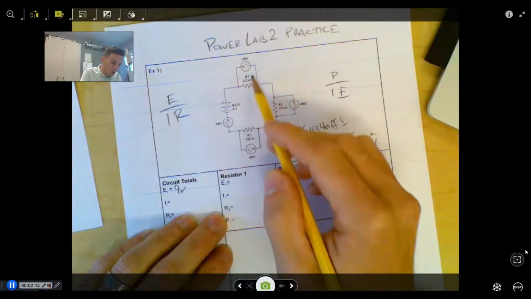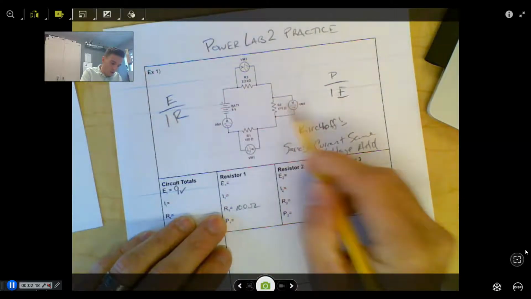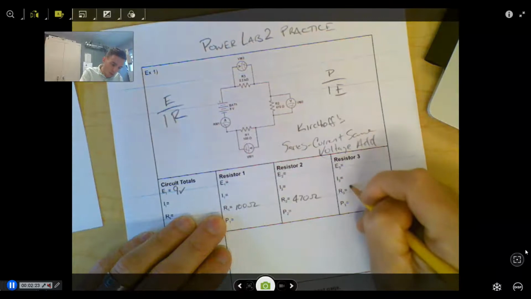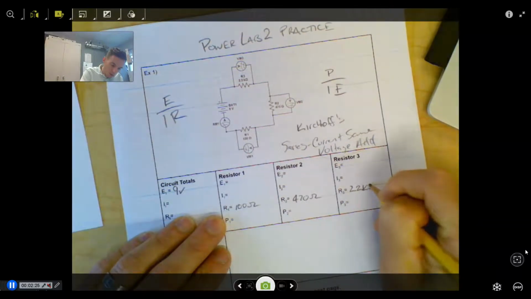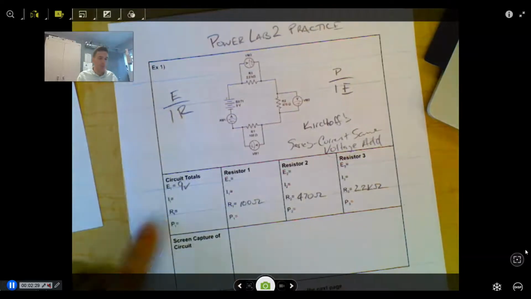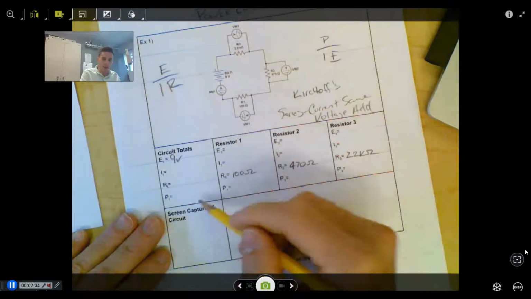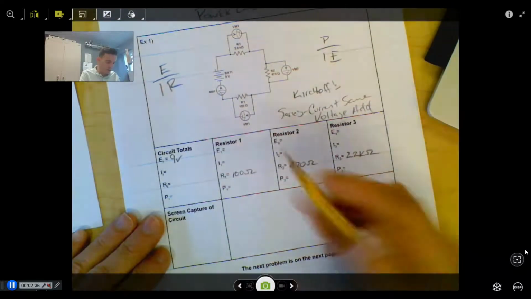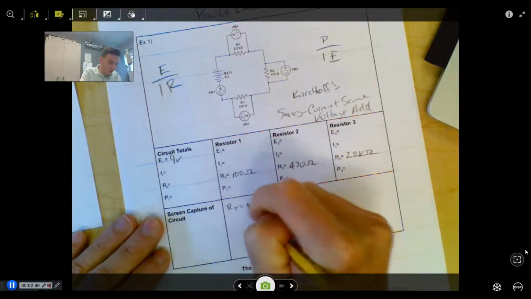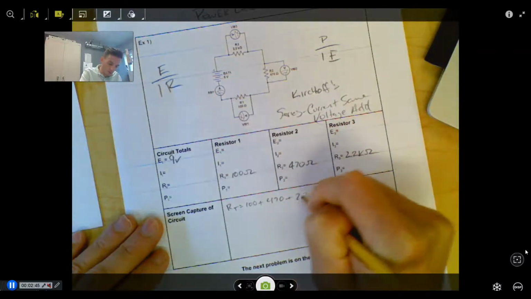My resistor 1 in this case is 100 ohms. Resistor 2 is 470 ohms. Resistor 3 is 2,200 ohms or 2.2 kilo ohms. So my total resistance is going to be, and this is where you're going to put your screen capture, but for my example here, I'll do my formula here. Resistance total is equal to 100 plus 470 plus 2.2K.